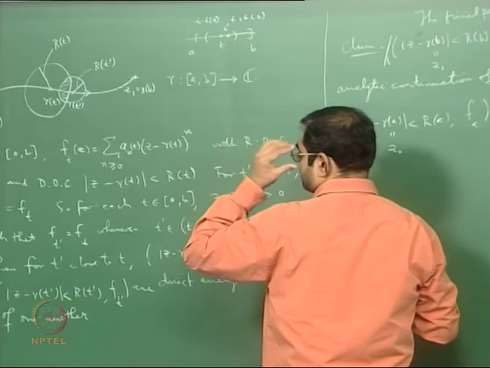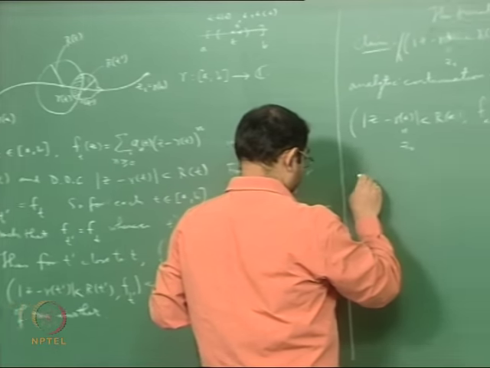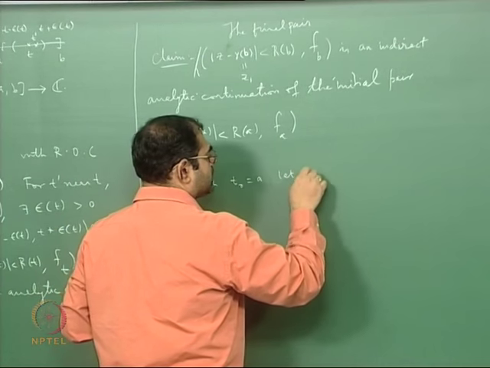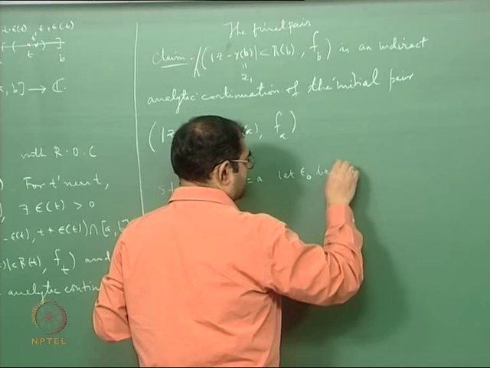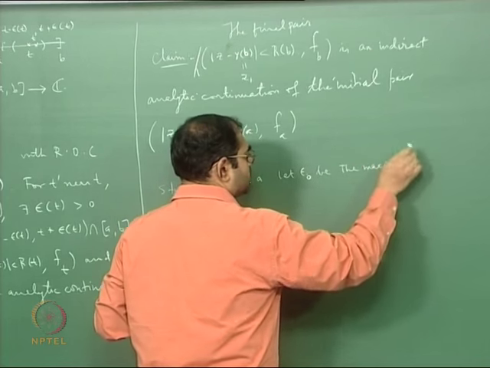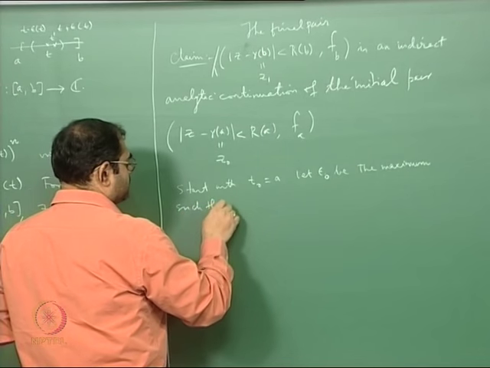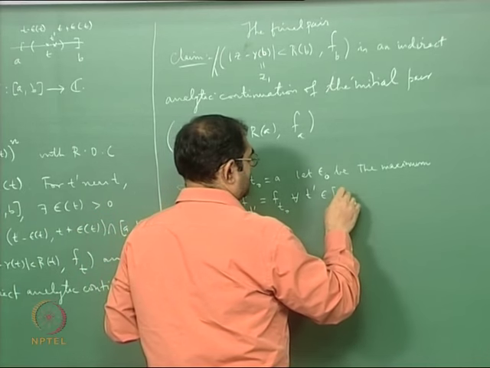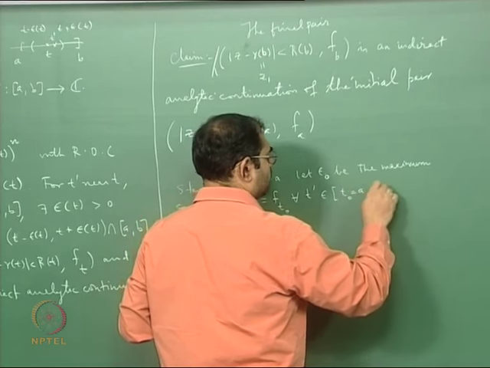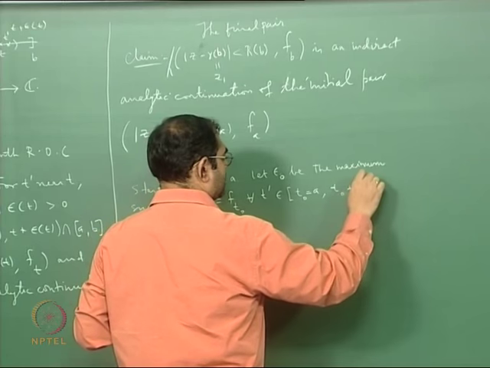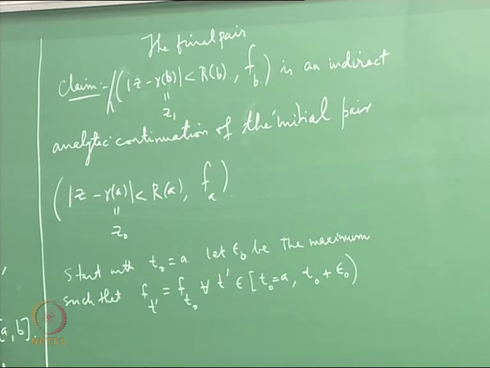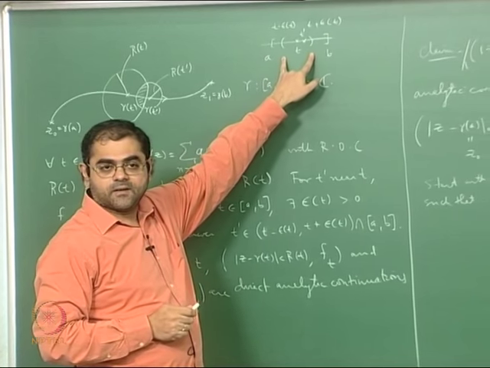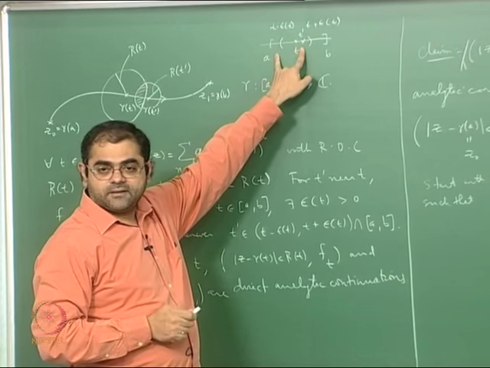Well, one essentially uses some topology. So the first thing you do is start with t naught equal to a, let epsilon naught be say the maximum such that f t prime is equal to f t naught for all t prime in t naught equal to a to t naught plus epsilon naught. So you choose a maximum epsilon naught. See, the definition says that you give me any point, then there is a small neighborhood of the parameter corresponding to that point where the power series are all equal.